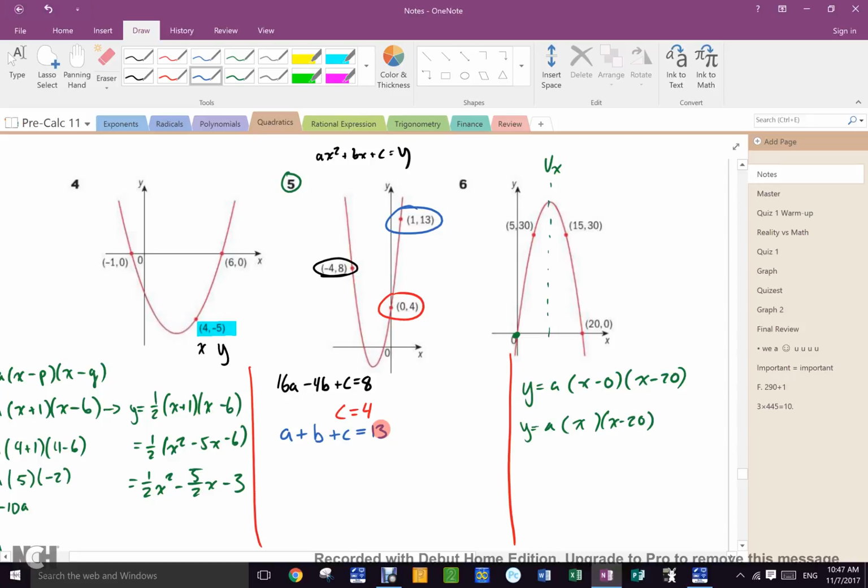Do I have any? I have 3 unknowns, but what do I know right there? So where does that 4 go? Everywhere I see a c. 16a minus 4b plus 4 equals 8. Yes? A plus b plus 4 equals 13. What should I do with the 4 and the 8 and the 4 and the 13?